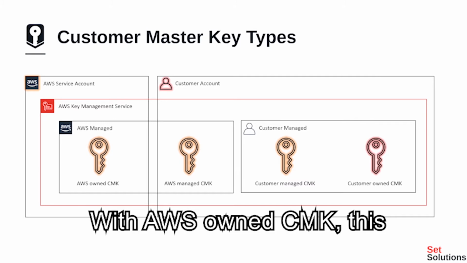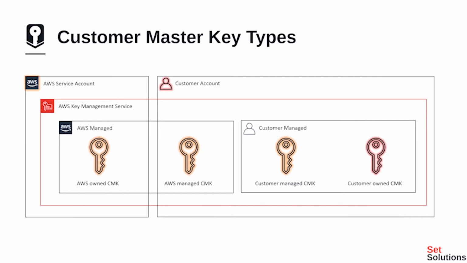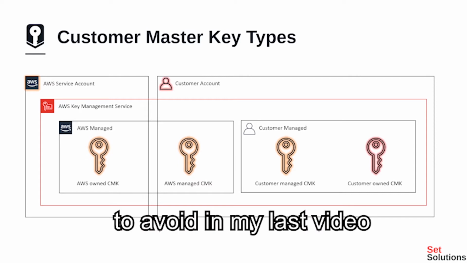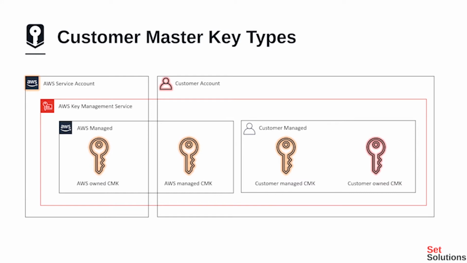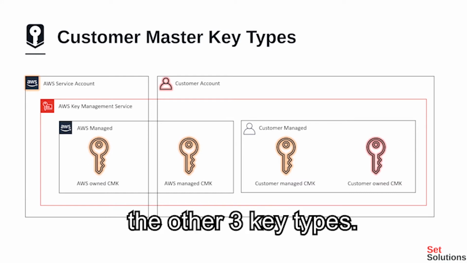With AWS Owned CMK, this is the default encryption option. This is the option I recommended to avoid in my last video, as it gives AWS not just full ownership and control over the key, but also your data. Instead, let's focus on the other 3 key types.